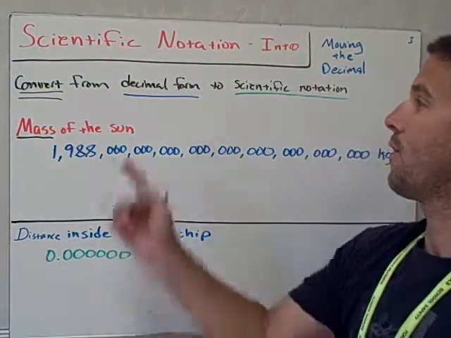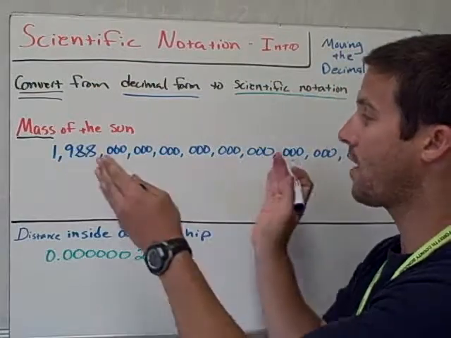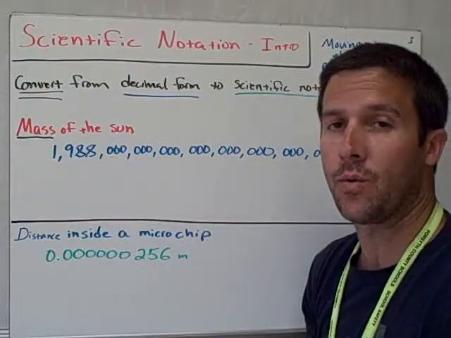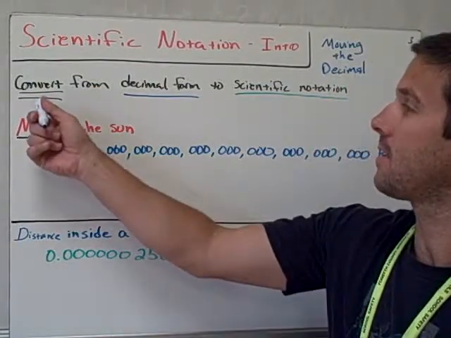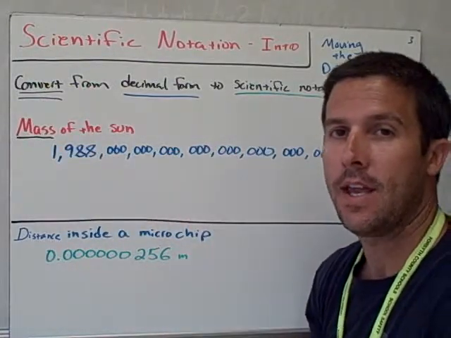Let's say we want to convert from decimal form to scientific notation. That's taking the regular number that we're used to working with and changing it. Convert means to change it to the scientific notation. And this is how we do it.